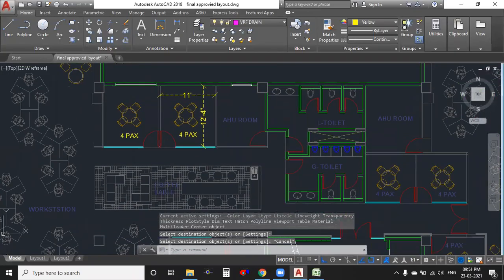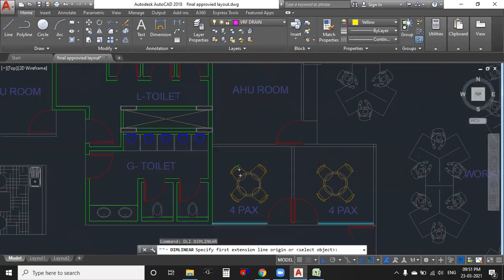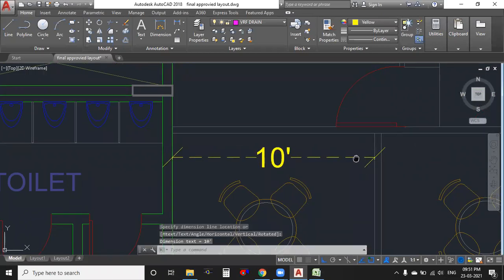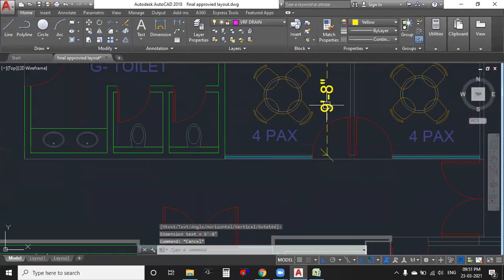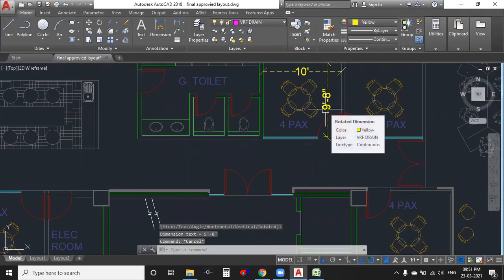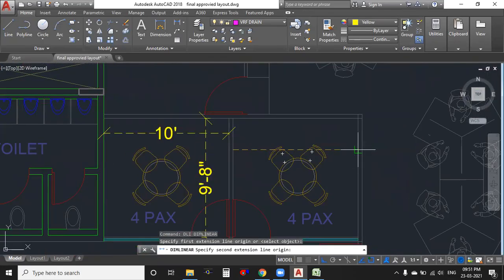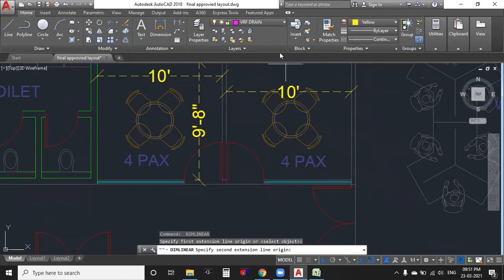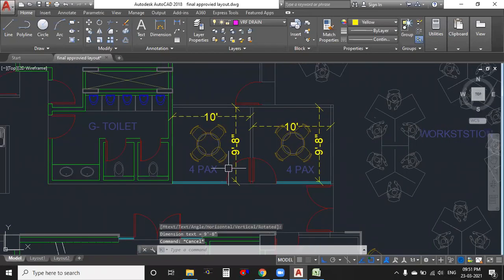Now I am moving here, where again we have 4-packs. I am just measuring the DLI dimension here: 10 feet, and here I am getting 9.8. Don't think that every 4-pack room will be the same size. So here I am getting 10 and 9.8. And one more 4-pack here also has 10 as well as 9.8. Again I have 2 rooms of 4-pack.